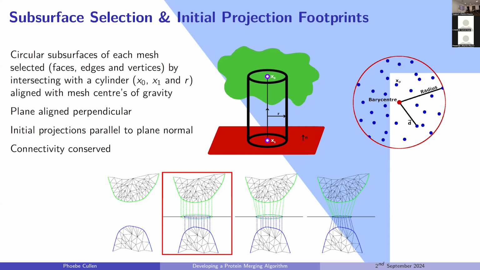A plane is then orientated, as I said before, equidistant to these two and aligned perpendicular to the cylinders. The initial projections are then computed parallel to the plane normal and the footprint. So this is what's seen on the plane from above. The footprint properties are computed, so including the barycenter and the radius of the footprint itself.